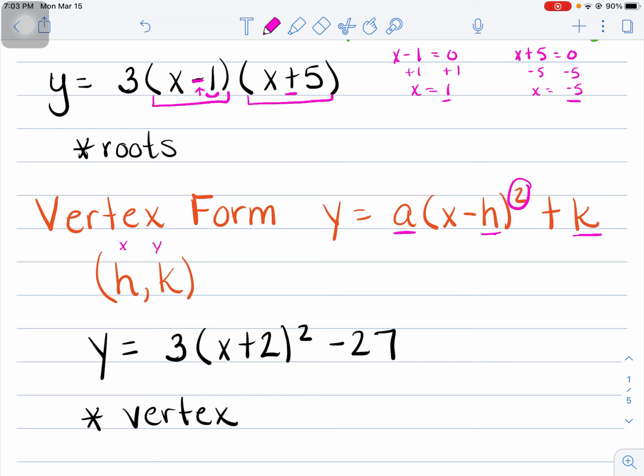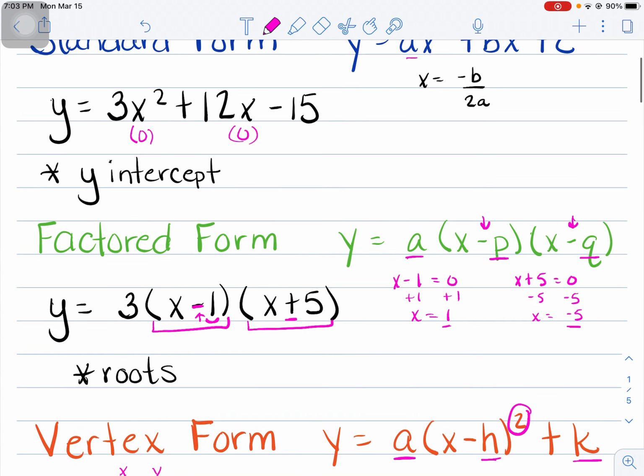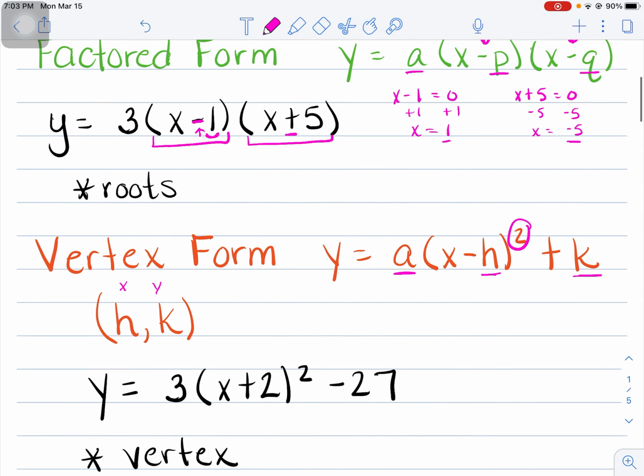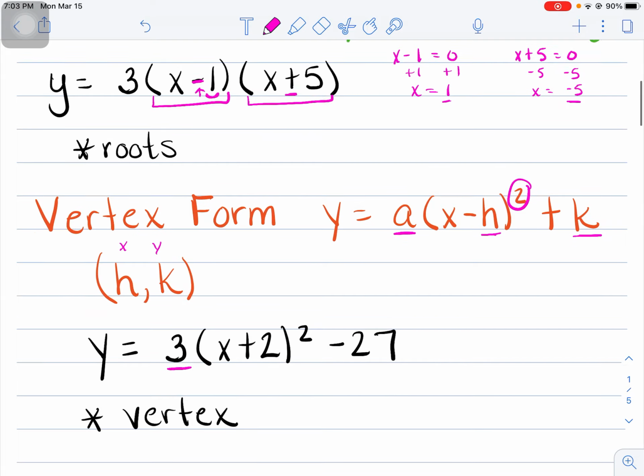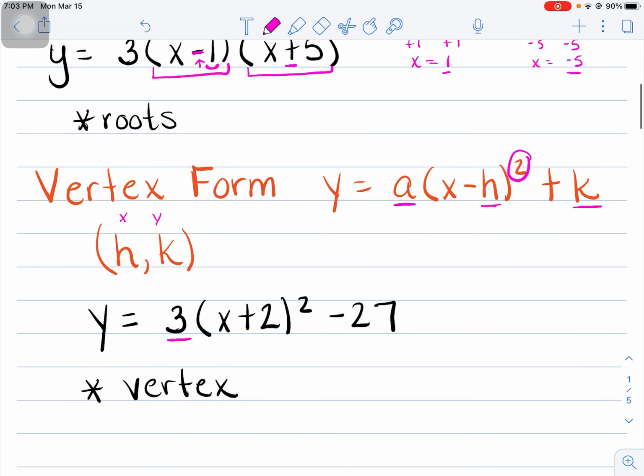So here's an example. These are all the same function. This is just in standard, then factored, and this one's in vertex. We have 3, so this is our A. We have x plus 2 squared, and 1 minus 27. So these are very good to find our vertex.